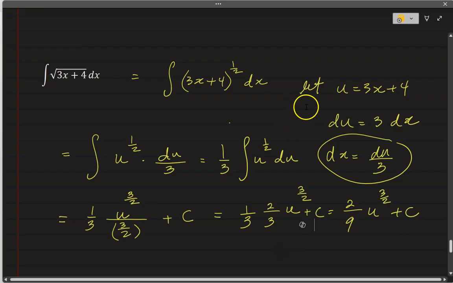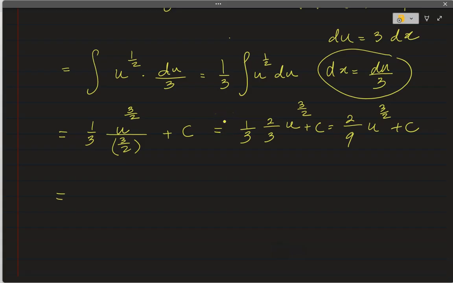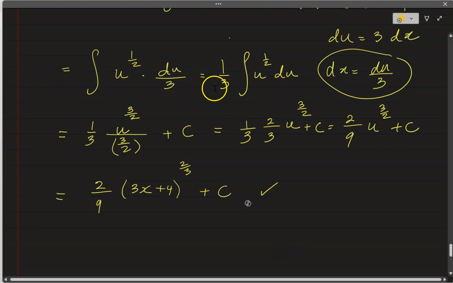Okay, and now we're going to substitute what u was. So the final answer here is 2/9 times (3x plus 4) to the 3/2, plus c. Here it is. That's the final answer for that, and we used the substitution method. Excellent. You can change that to the radical form if you wish, but you don't need to, but you can if you want to.